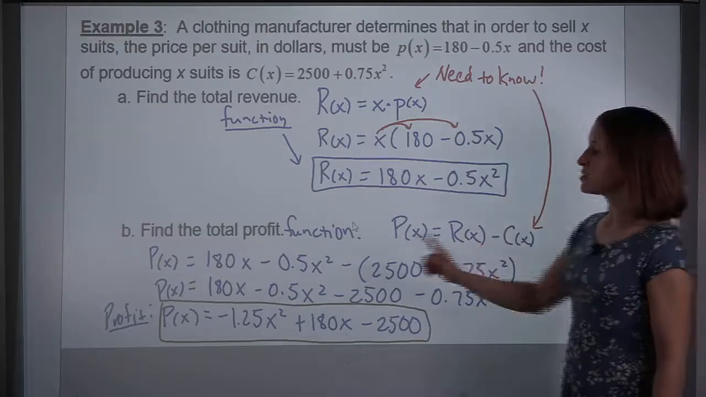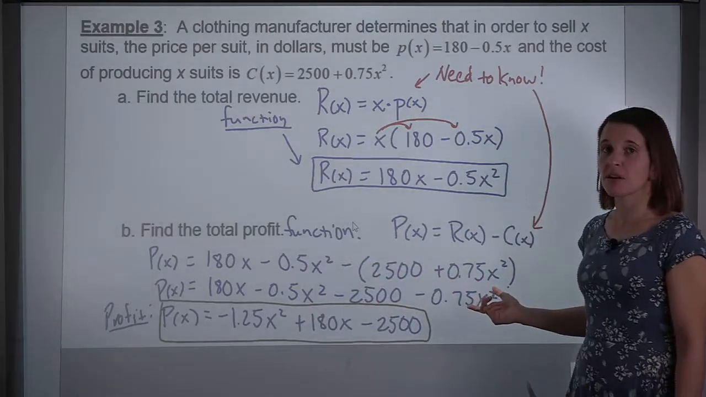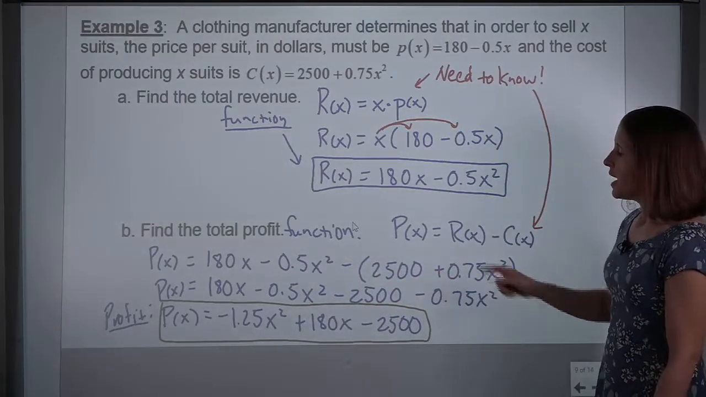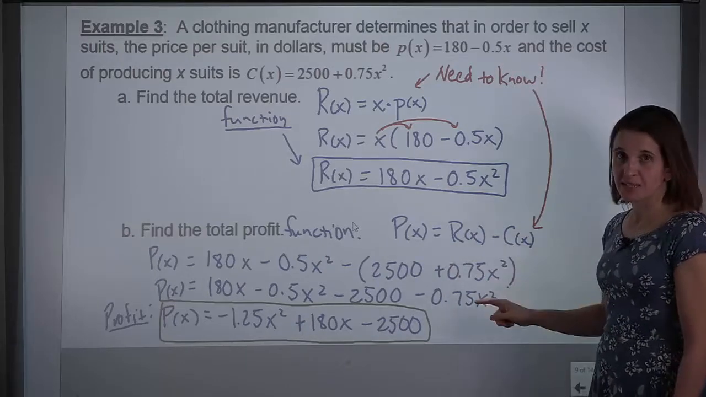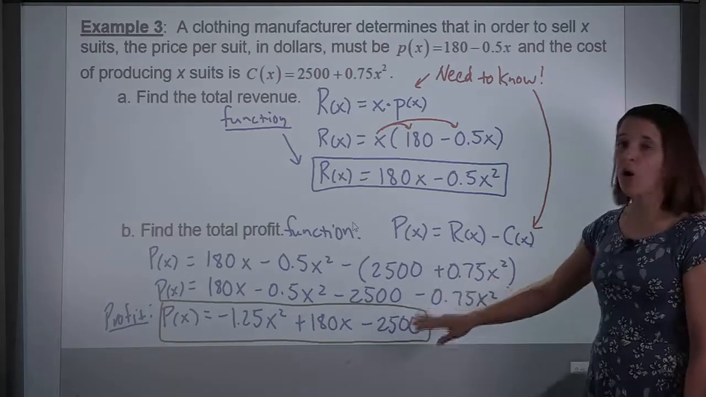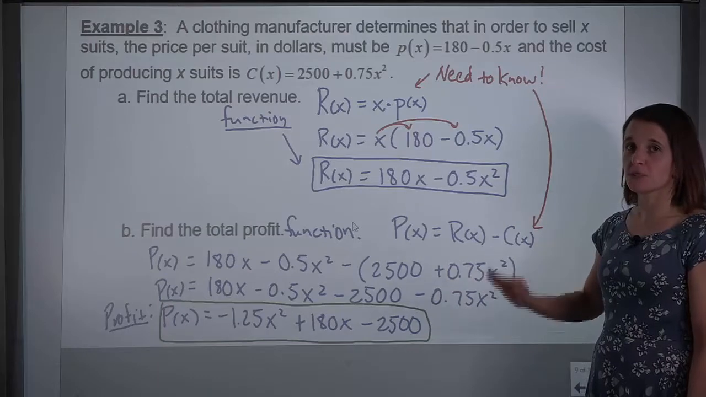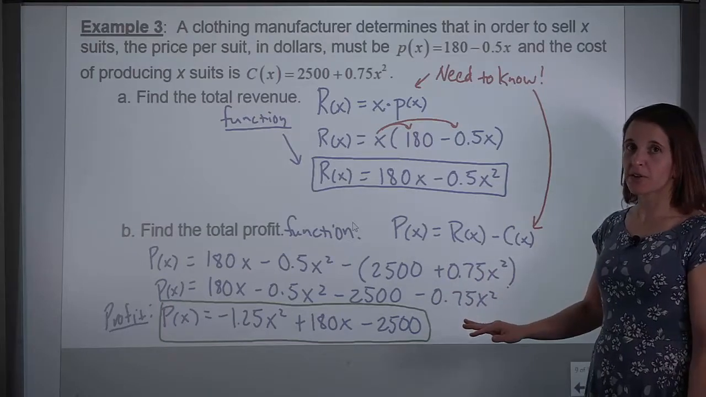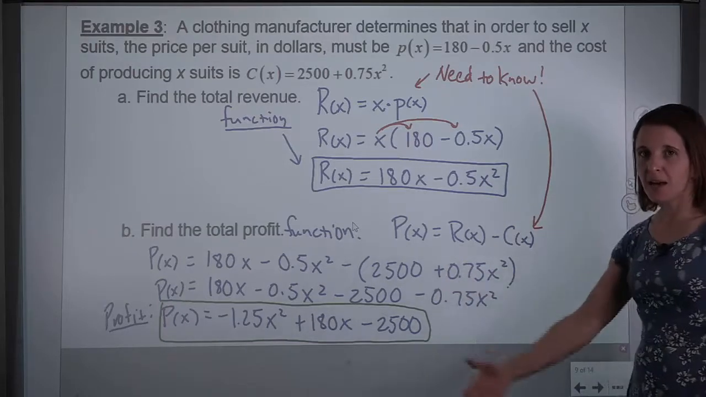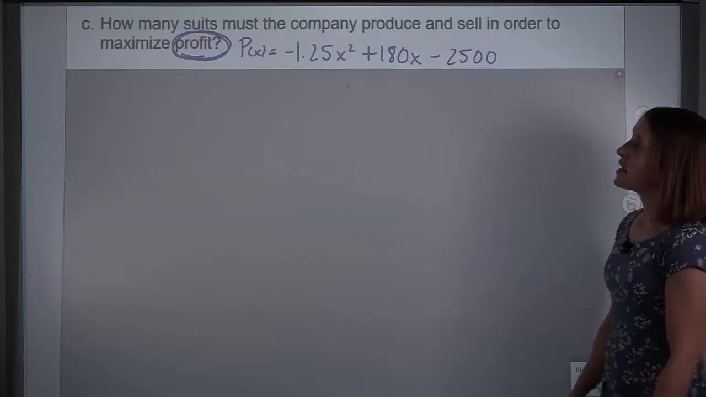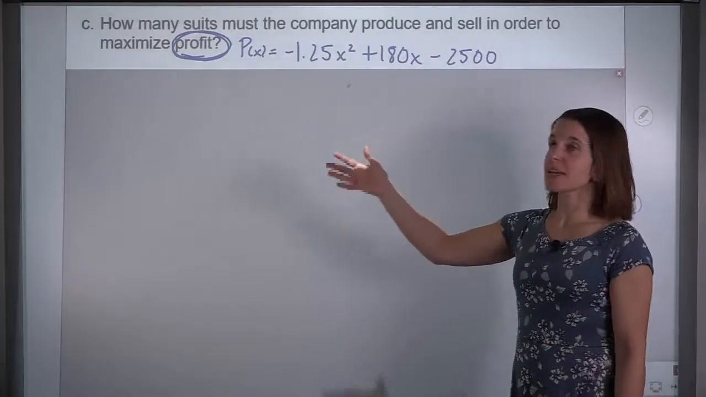So I need to remember to do revenue minus parentheses cost because cost has multiple terms. And then I can distribute to change my signs and combine like terms. All B was asking me was to write the profit function. No calculus here whatsoever. But it's because in the next part, the question actually gets to the calculus.